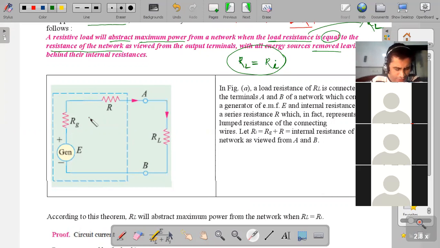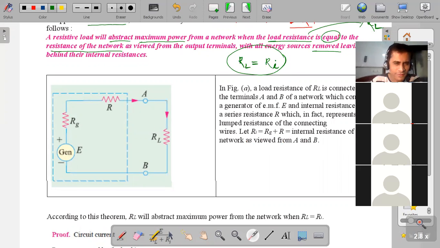Rg is the internal resistance of this instrument, the power supply. The internal resistance is Rg, and R is a series resistance which is connected in series with Rg. Therefore, what will be the total resistance? Total resistance we can write as R plus Rg. Therefore, see your right hand side, Ri is Rg plus R. That is the internal resistance of the network.